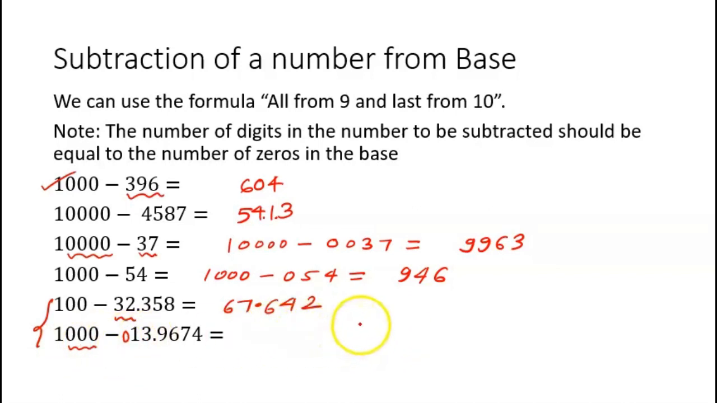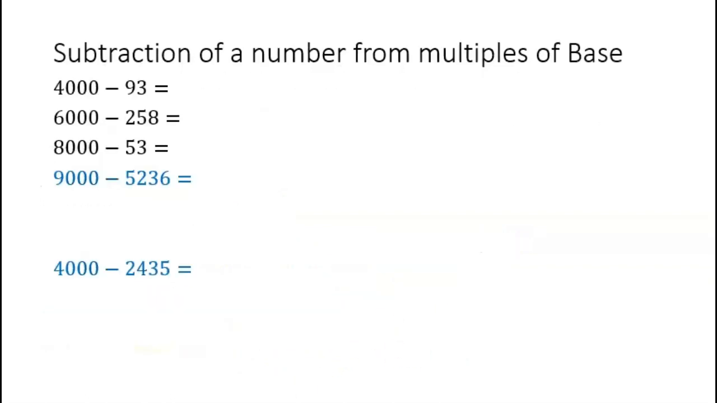So 10 minus 4 is equal to 6, 9 minus 7 is equal to 2, 9 minus 6 is equal to 3, 9 minus 9 is equal to 0, and then decimal, and then 9 minus 3 is equal to 6, 9 minus 1 is equal to 8, and 9 minus 0 is equal to 9. So what we got? We got 986.0326. So this is how the process can be completed.